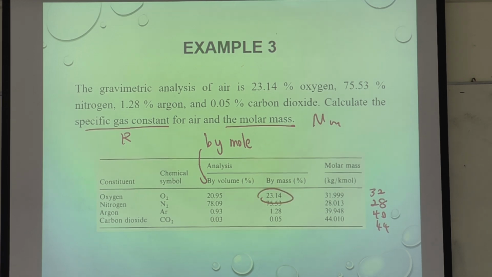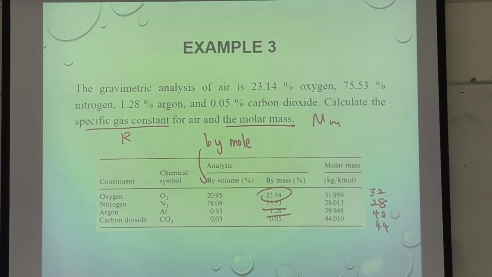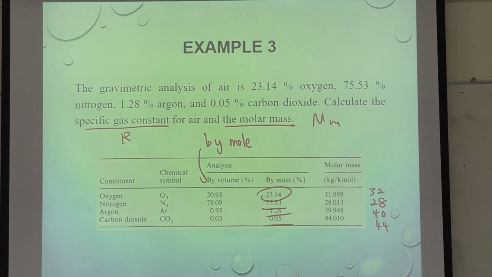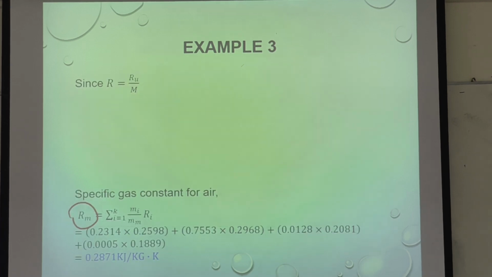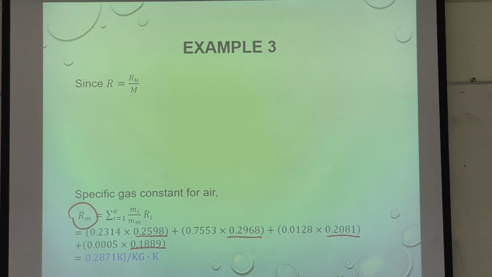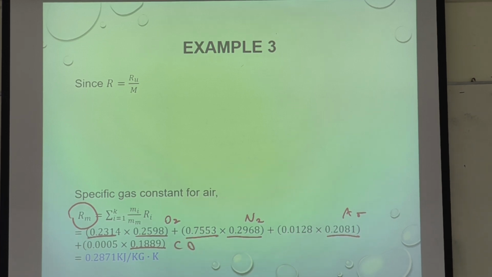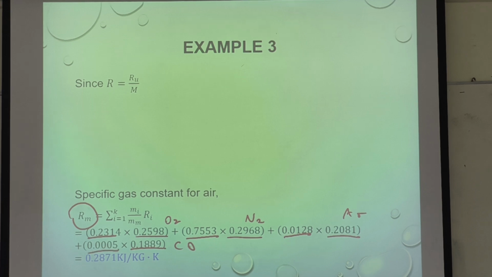So we know that by mass, 23.14% is oxygen, 75.53% is nitrogen, 1.28% is argon, and 0.05% is carbon dioxide. So let's say you go to the table and get their respective gas constants. So these are their respective gas constants for oxygen, nitrogen, argon, and CO2. And you just multiply by their mass fraction. You will get the specific gas constant.